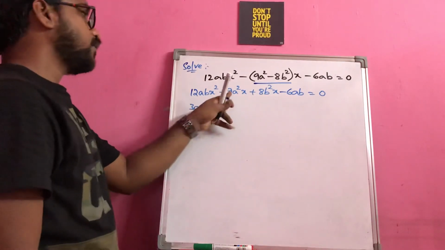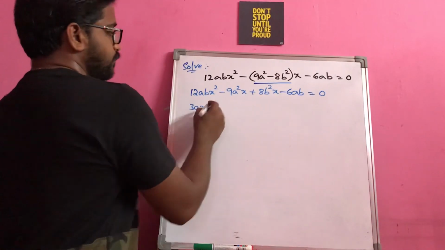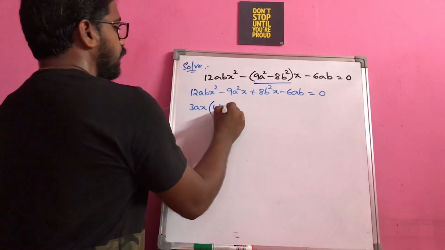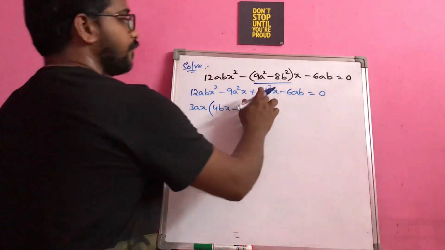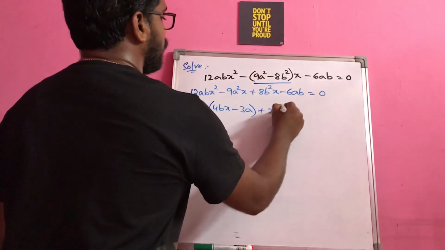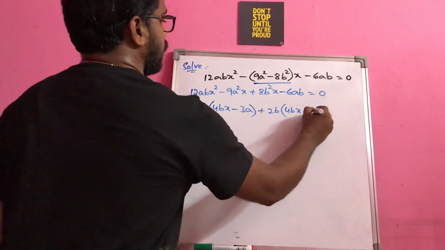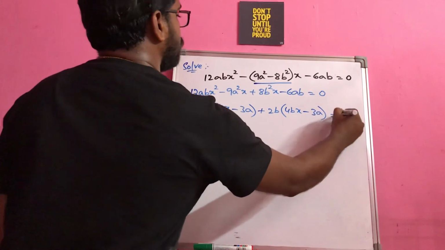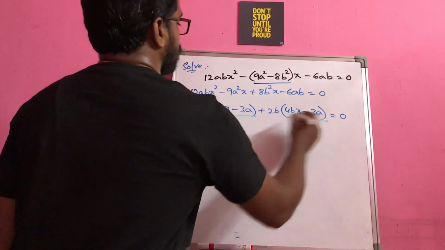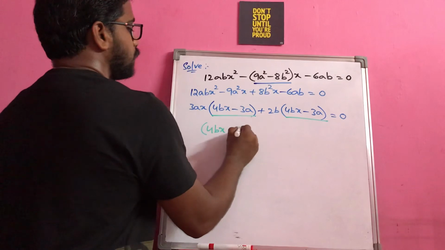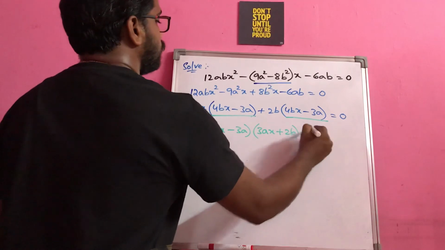From the first 2 terms, I can take 3ax as a common. Why? Because for 9 and 12 the common factor is 3, a and a square, a, x square and x, x. So I will be left with 4bx minus 3a. Similarly, from these 2 terms I can take 2b as a common. If I take 2b as a common, I will get 4bx minus 3a is equal to 0. So you can observe here, this is the common term in both. So you can write it as 4bx minus 3a into 3ax plus 2b is equal to 0.